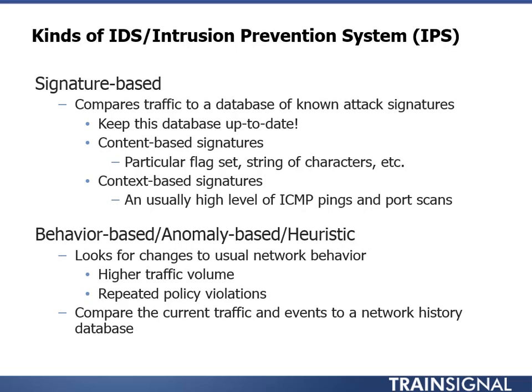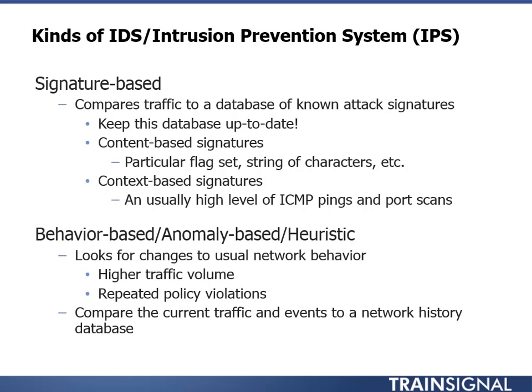Heuristic systems, also known as behavior-based or anomaly-based systems, don't look for signatures specifically. Instead, they create a baseline of your normal network traffic. You just tell it to watch what's going on a day when there's not an attack. And then they compare any future traffic against those established patterns. They look for unusual network behavior regardless of what it might be. So if they see a sudden spike in volume, well, that would be considered unusual network behavior.